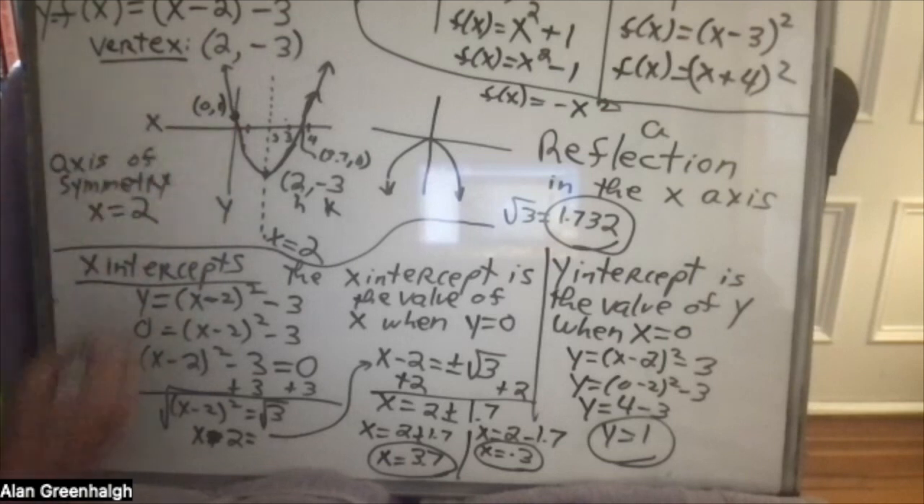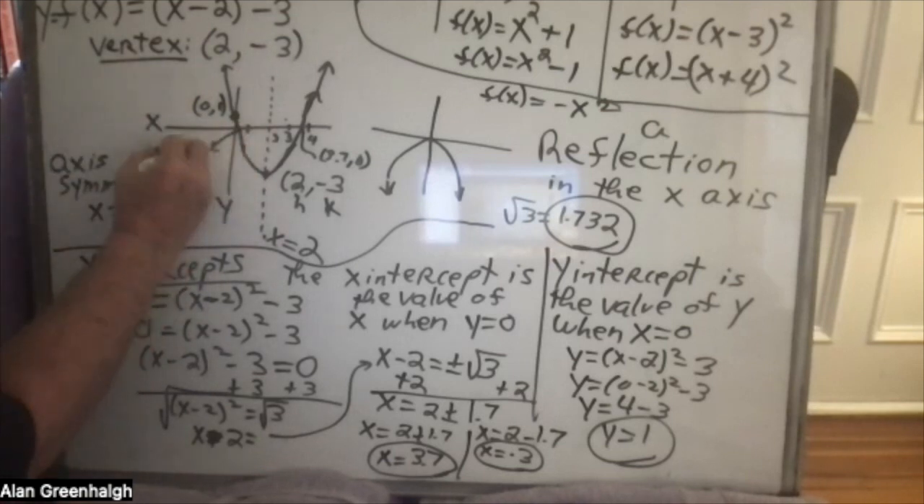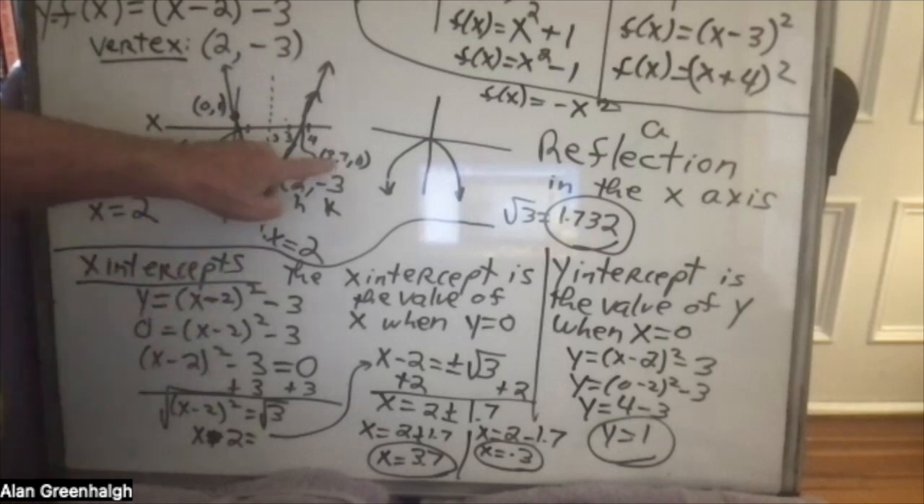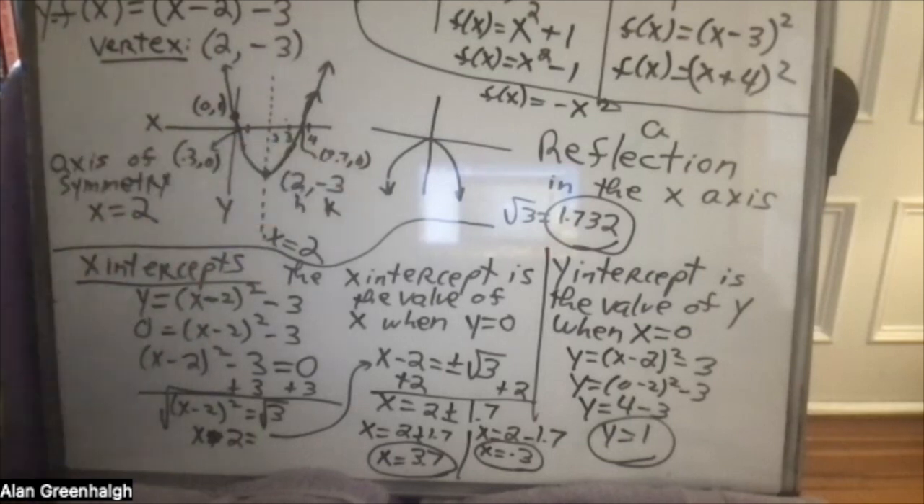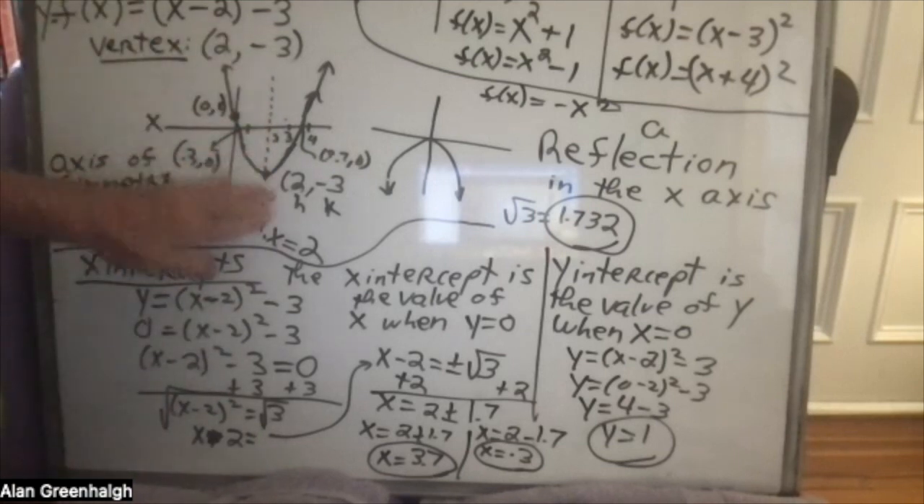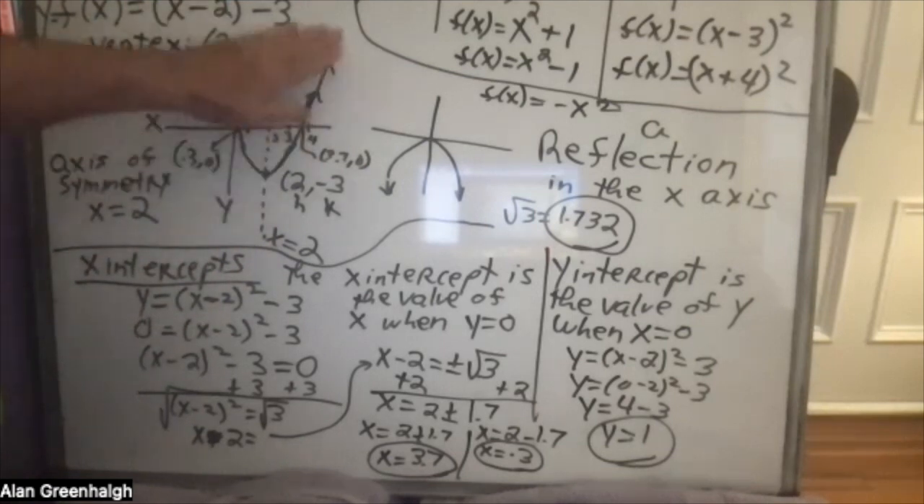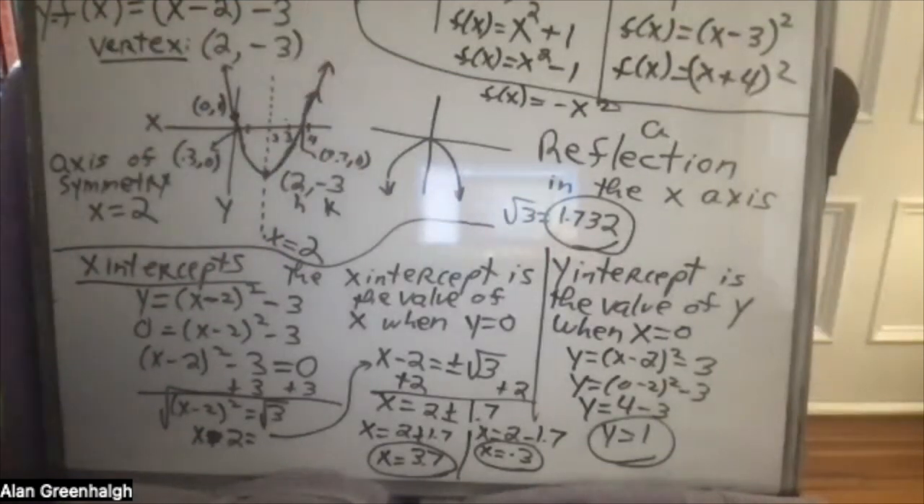The x-intercept over here will be 0.3. The x-intercept will be 3.7. And now we know exactly, not exactly, but very close to what this graph is going to look like. Okay? And that's the complete problem.